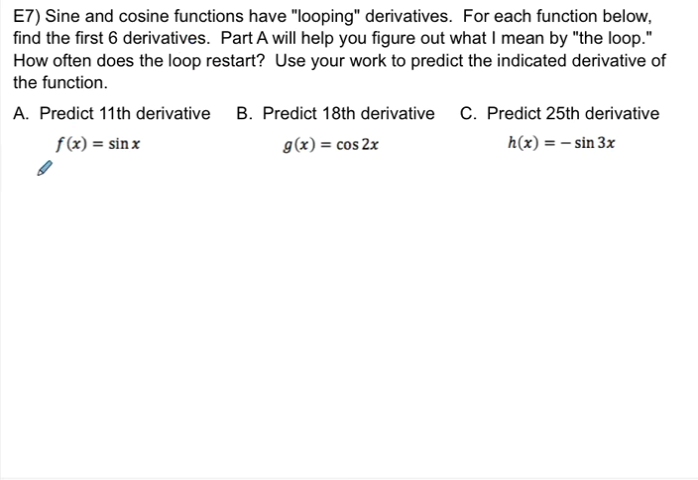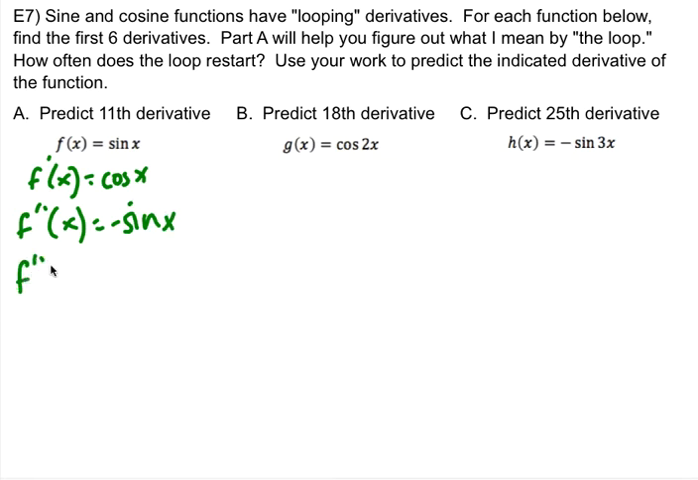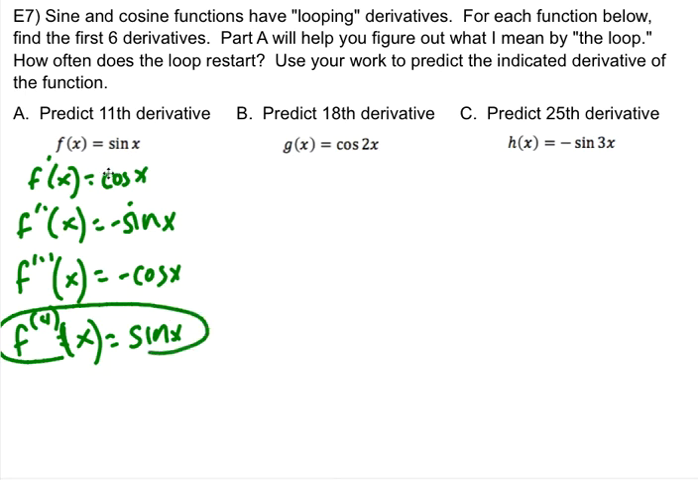Okay, so let's go ahead and find the derivative of sine. The derivative of sine is cosine. The derivative of cosine is negative sine. The derivative of negative sine would be a negative cosine, because it's a negative in front of the derivative of sine. And then the derivative of negative cosine would be a negative of a negative sine, which is a sine. Oh, look, we looped. So we looped.